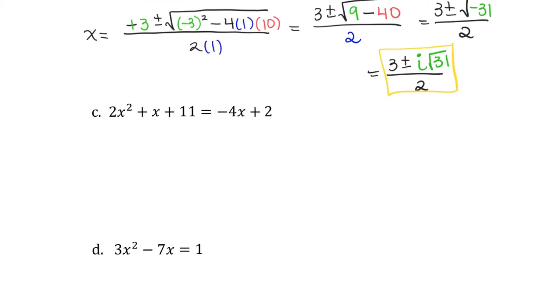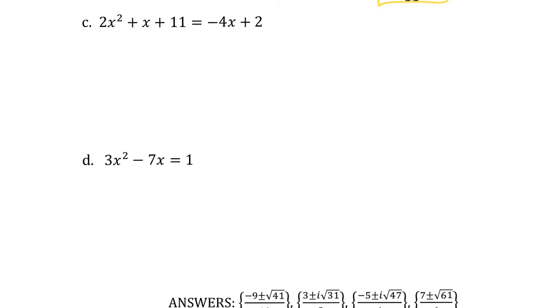Let's look at C. Okay, C is definitely not in standard form. I need it to equal 0. It actually doesn't matter if it equals 0 on the left or the right, so I just look and see which way I'd rather move it. I like this 2x squared being positive, and there's only 2 things over here. So I'm going to go ahead and cancel the 4x over to here, and that plus 2, I'm going to minus the 2 over to here. So now I have 2x to the second plus 5x, 11 minus 2 plus 9 equals 0. Now it's in standard form, and I can see that A is 2, B is 5, and C is 9.